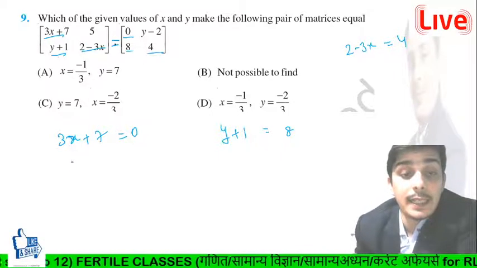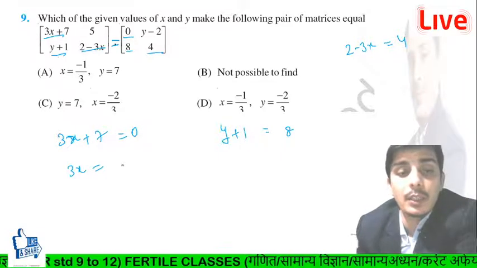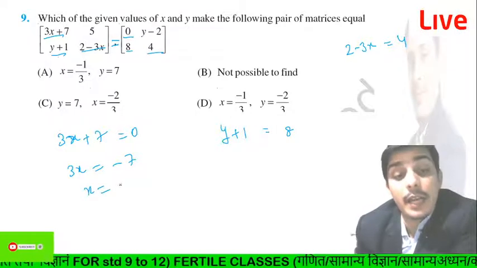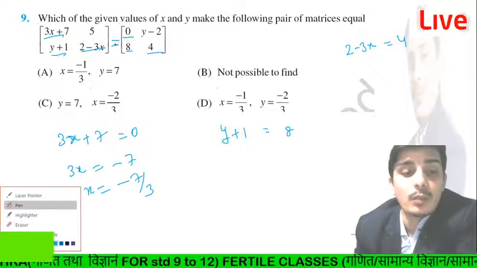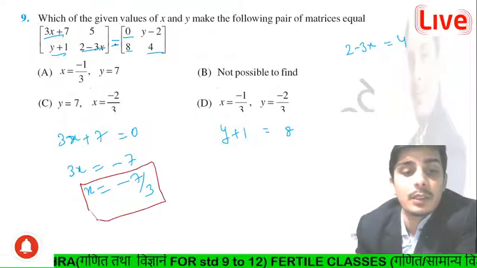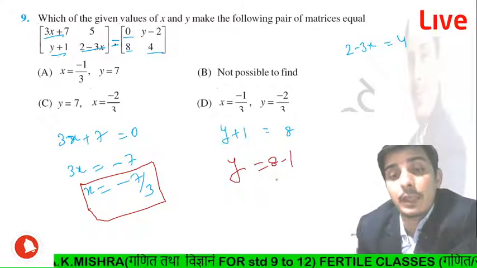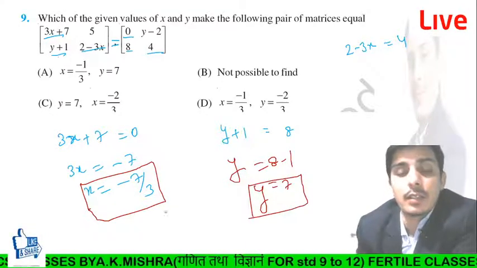So we can write here, guys, 3x plus 7, and when we move this 7 to the other side, it will be minus 7, and x is equal to minus 7 by 3. So x is equal to minus 7 by 3, it will be the answer, right. And y is equal to 8 minus 1, equal to 7. So y equal to 7, it is the correct answer, guys.